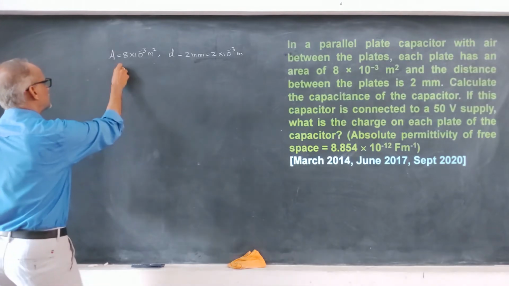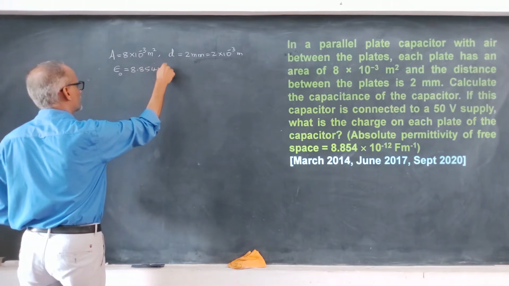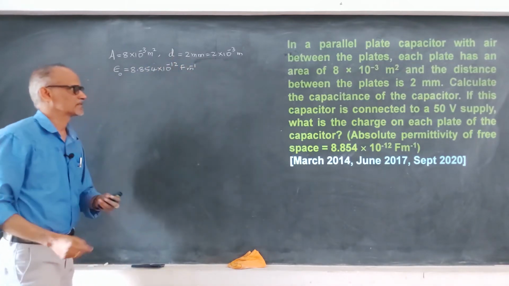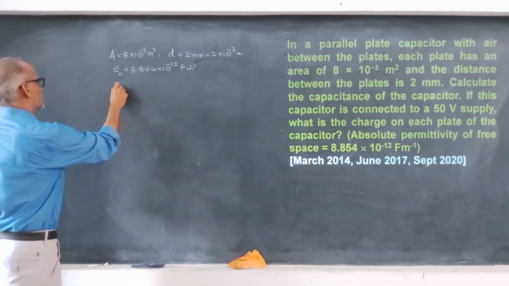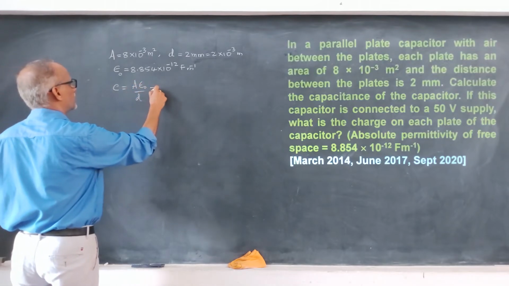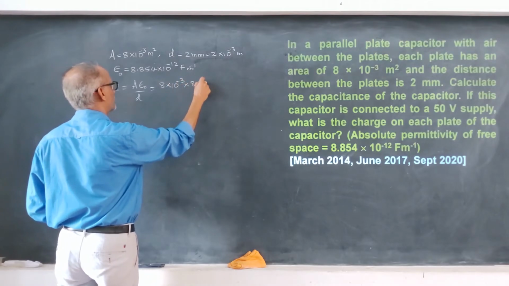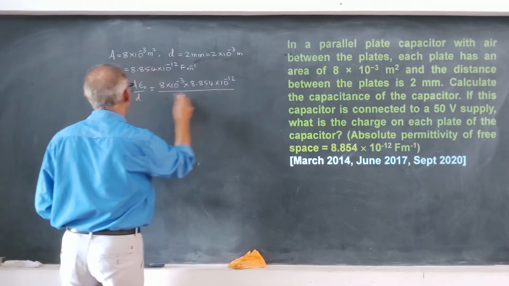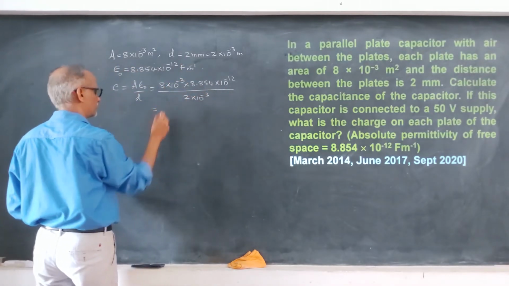So the constant is given, I will write that epsilon naught is 8.854 into 10 to the power minus 12 farad per meter. Okay. So first we will calculate capacitance. Then we will come back to the rest of the data. So capacitance is A epsilon naught by D. The value of A is 8 into 10 to the power minus 3, the value of epsilon naught 8.854 into 10 to the power minus 12, divided by the value of D, which is 2 into 10 to the power minus 3.